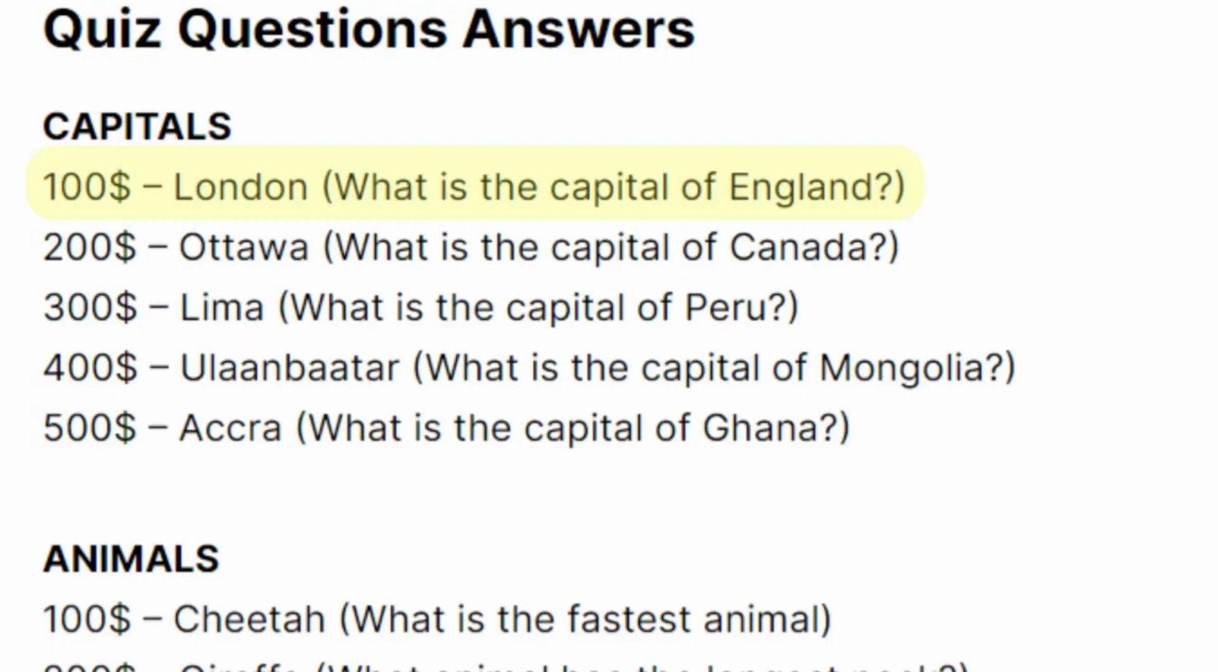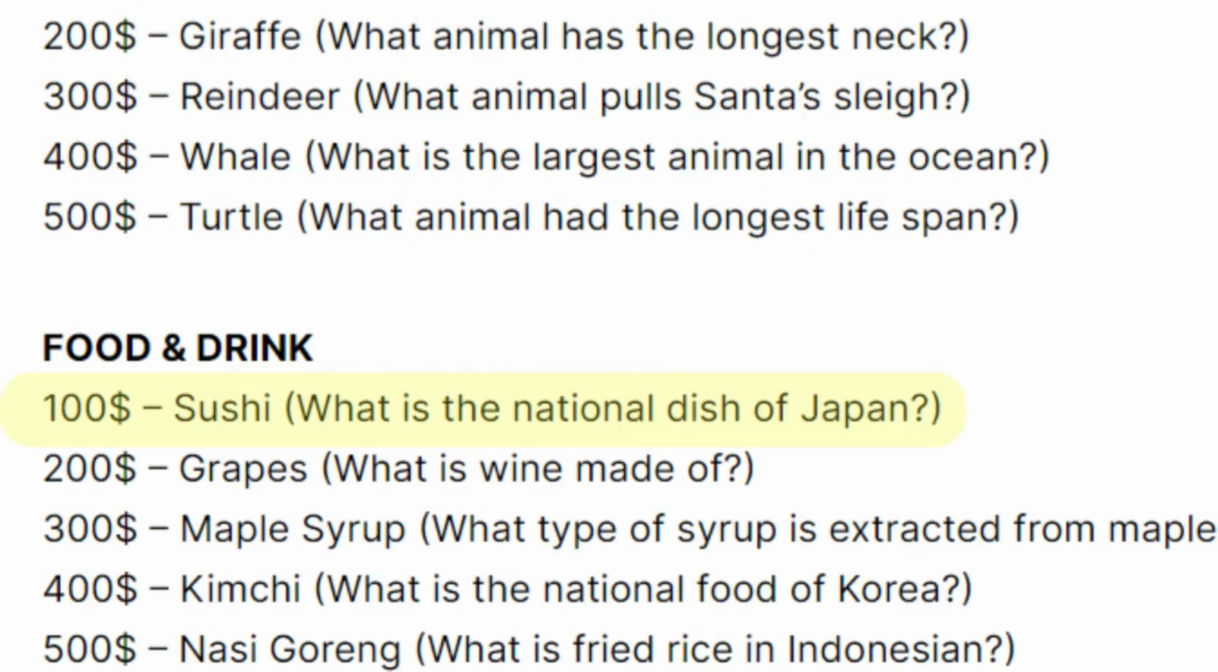Place the students into groups. Each group gets a chance to pick a question. Turn the card over or write the answer on the spot. The group gets a chance to answer in question form. If they make a mistake or cannot answer, the other groups have a chance to try. So, capitals: London. What is the capital of England? Cheetah. What is the fastest land animal? Sushi. What is the national dish of Japan? This is a great game that you can use with a variety of categories, and it's all up to you.